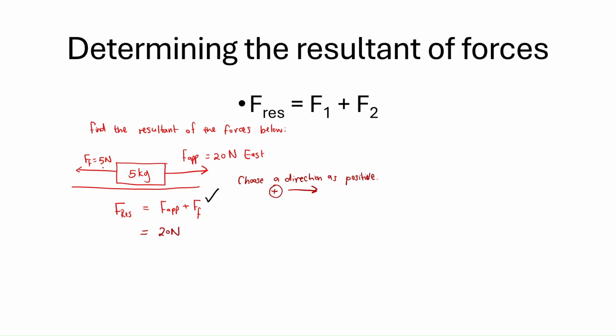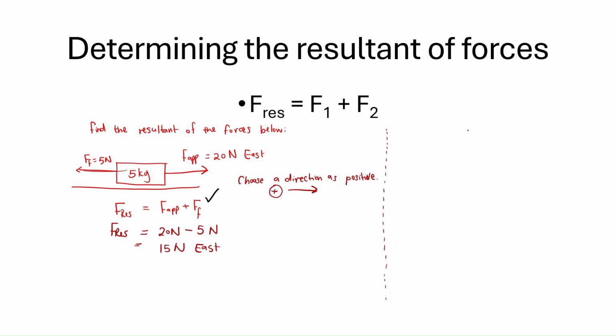However, the force of friction goes in the opposite direction, and that is 5 newtons in the opposite direction. That's going to be minus 5 newtons. And then our F resultant will equal 20 minus 5, and that's going to give us 15 newtons of force. In which direction? That is going to be east. And that is a simple example of finding the resultant of forces.